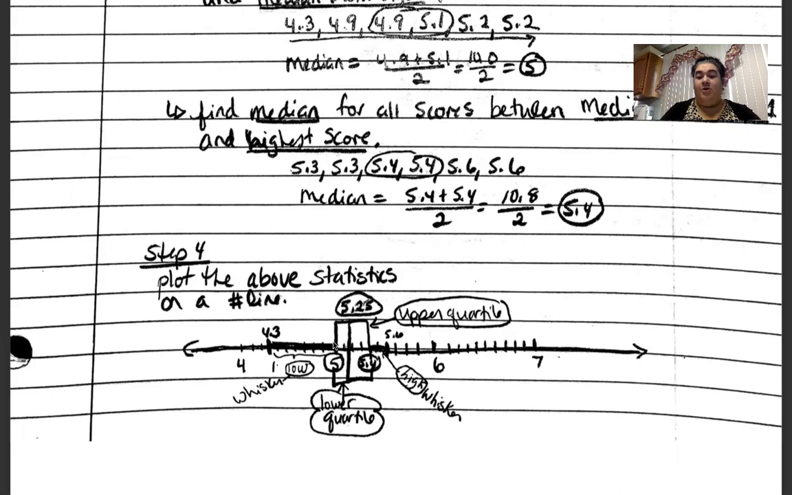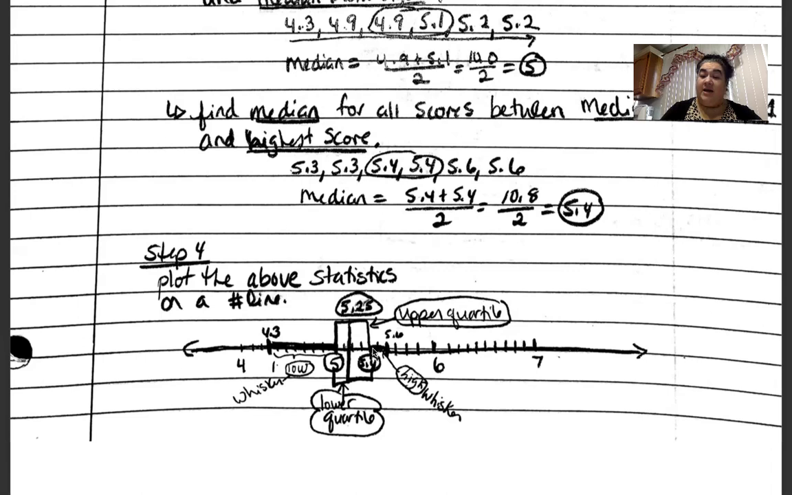Remember, this is the lowest point on your data value set. This is the highest point of your data value set. This right here, 5.25, is the median of the entire data set. Here, you have 5, which is the median between the lowest point and the median of the value set. And here you have 5.4, which is the median between the median of the whole set and the highest value point.